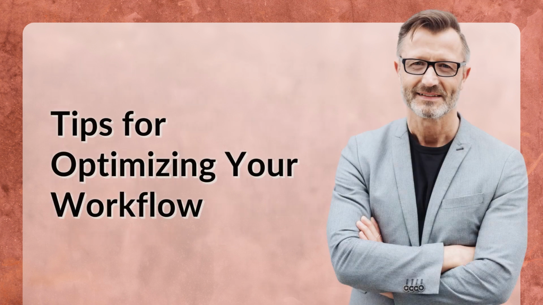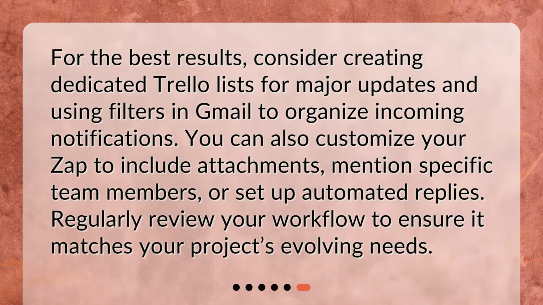Tips for optimizing your workflow. For the best results, consider creating dedicated Trello lists for major updates and using filters in Gmail to organize incoming notifications. You can also customize your Zap to include attachments, mention specific team members, or set up automated replies. Regularly review your workflow to ensure it matches your project's evolving needs.